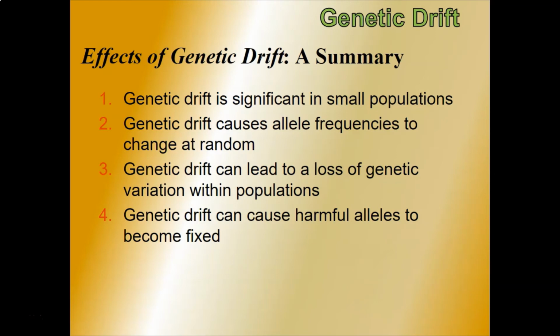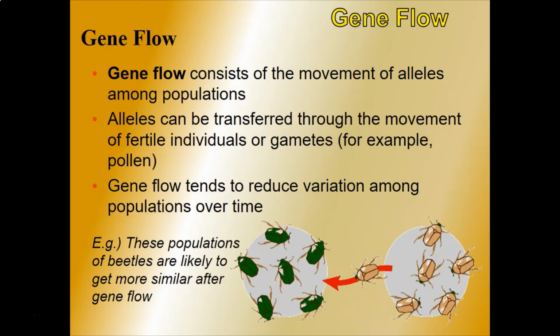Okay, and that'll lead us to the next way that we can switch up our allelic frequencies, which is gene flow. And this is pretty easy to understand. Gene flow consists of movement of alleles among populations. Alleles can be transferred through the movement of fertile individuals or gametes. So it could just be somebody going from population to population, or something like pollen blown in the wind. And this tends to reduce variation among populations over time. That's a little tricky to understand.